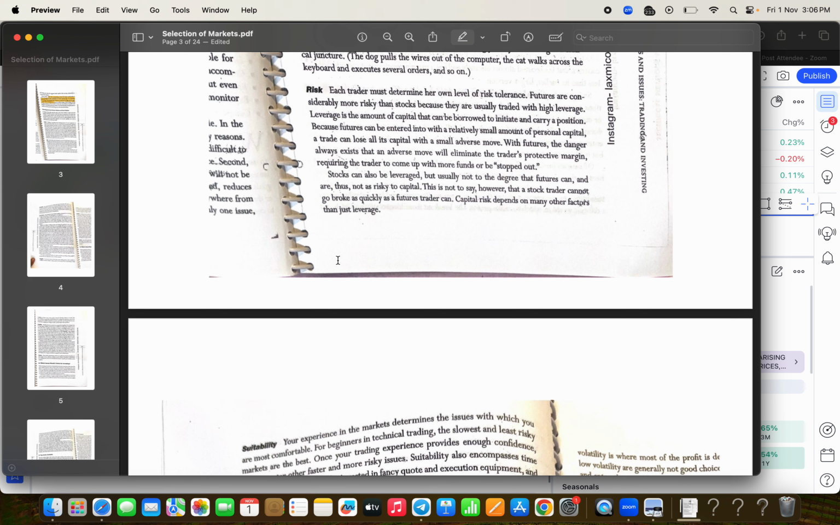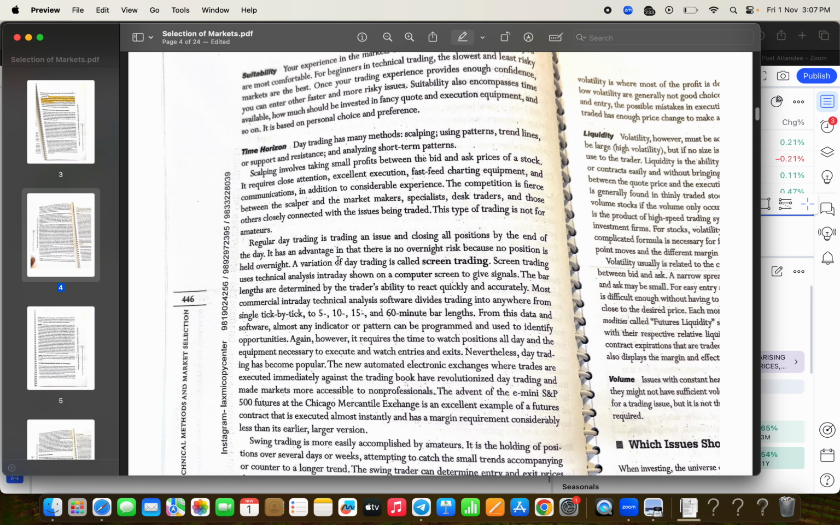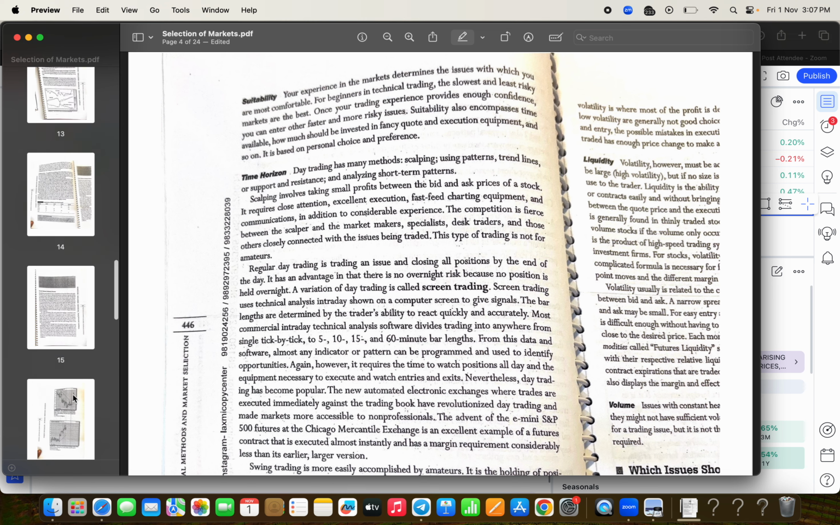However, stock traders can obviously also become loss making traders, but the only difference is that futures have a much quicker time to get broke as compared to stock traders.